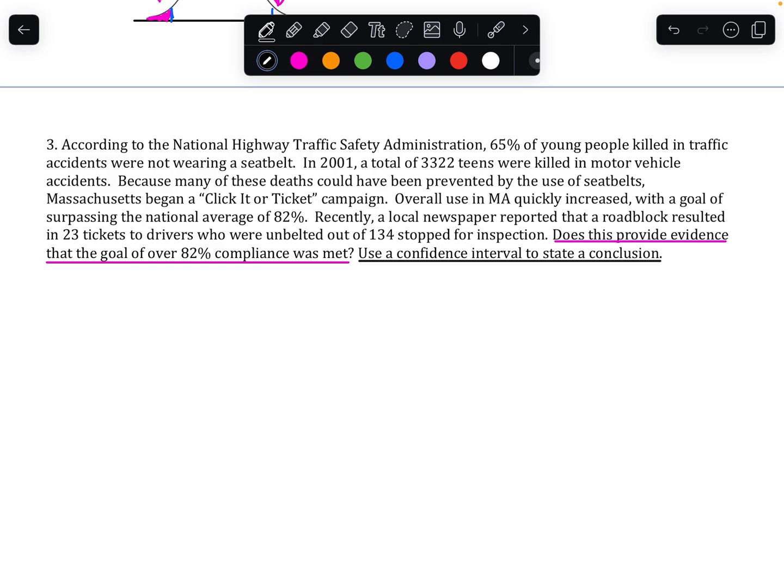So to start, we need our hypotheses. Our null hypothesis is that P is going to be equal to what? Well, we want to see if they are going to reach that goal. So I know there's a lot of numbers in here, but really it's that 82%. This is your P naught, okay? So null hypothesis is that P is equal to 0.82.